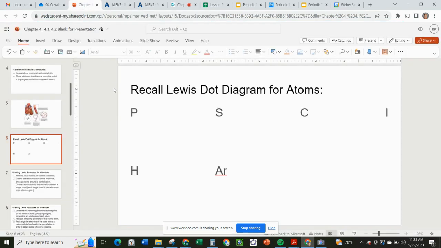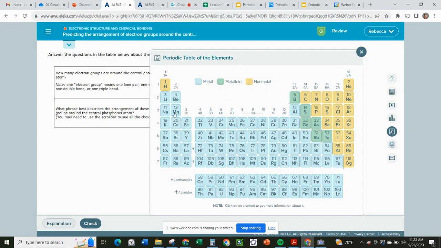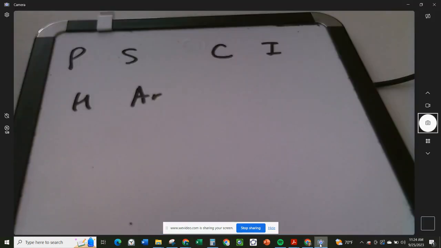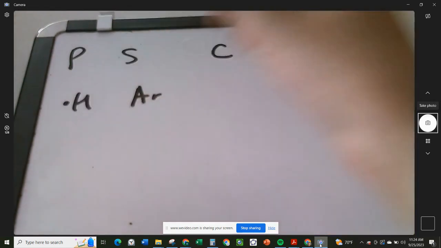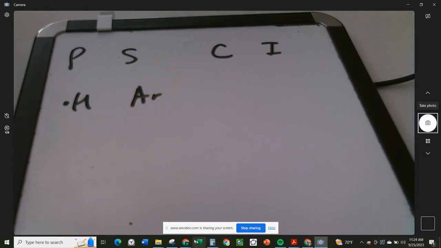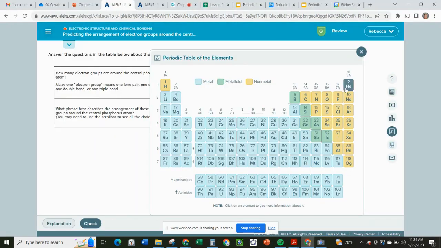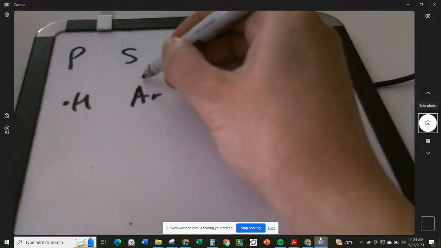Okay, so our examples, we have phosphorus, sulfur, carbon, iodine, hydrogen, and argon. So I'm going to write those down on my whiteboard. And then all we need to do is look up how many valence electrons there are. So hydrogen has 1. Okay, I'm going to go between my whiteboard. So hydrogen has 1, so I just need to put a dot. Okay, argon is clear across the periodic table. Where are we? Argon is over here. It has 8 valence electrons. And so to draw those, I'm going to draw 2 dots on each side.